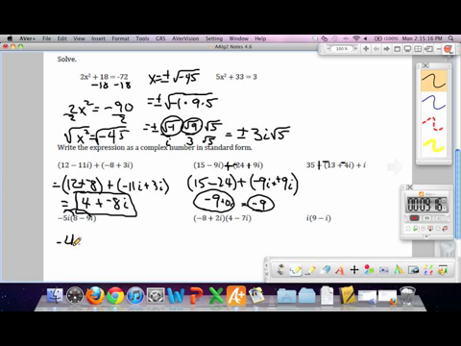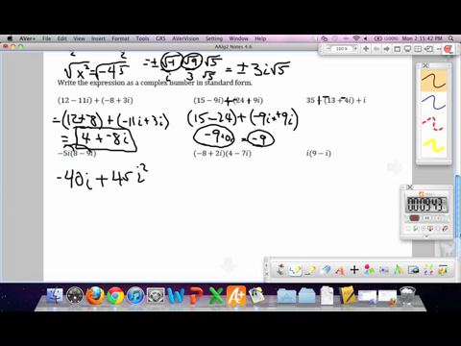What's negative 5i times negative 9i? What's a negative times a negative? Positive. What's 5 times 9? 45. What's i times i? This expression is the same as squaring the square root of negative 1. So you end up with negative 40i plus 45 times negative 1.